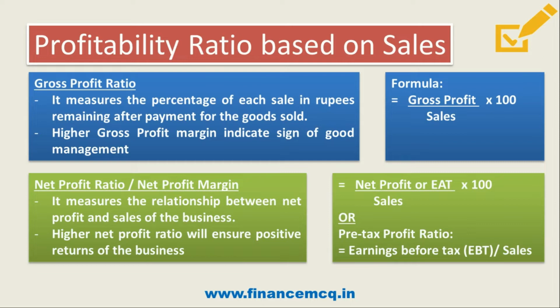So here try to remember that gross profit ratio we calculate by gross profit upon sales into 100, and net profit ratio is calculated as net profit upon sales into 100. And if they ask you to calculate before tax, then it will be earnings before tax or net profit before tax upon sales. So I hope these two ratios are clear. I don't think there will be any difficulty in remembering these ratios. So now let's move to the next ratio.